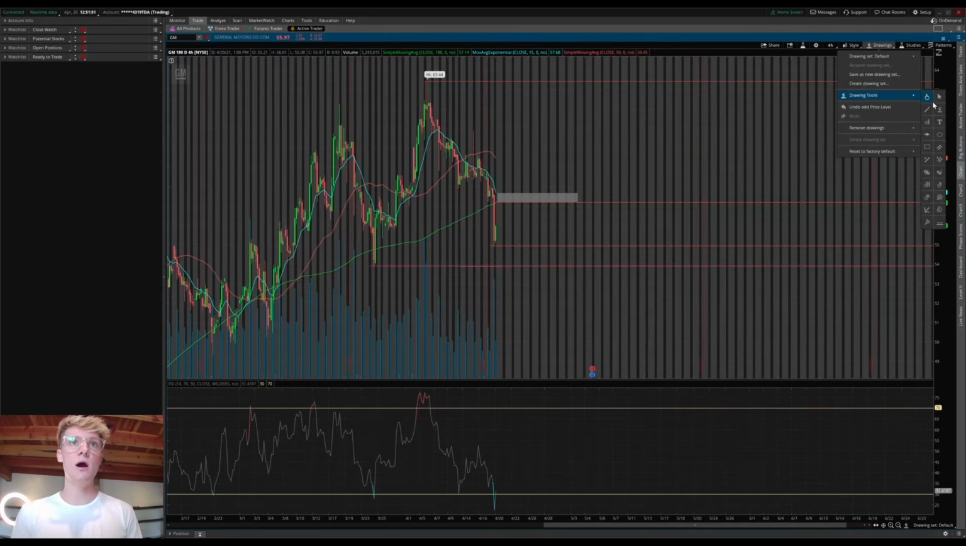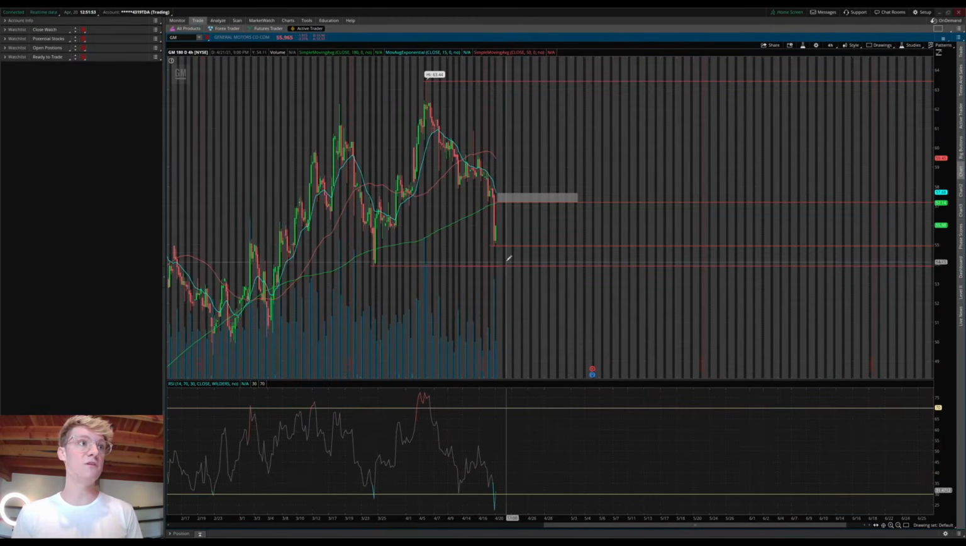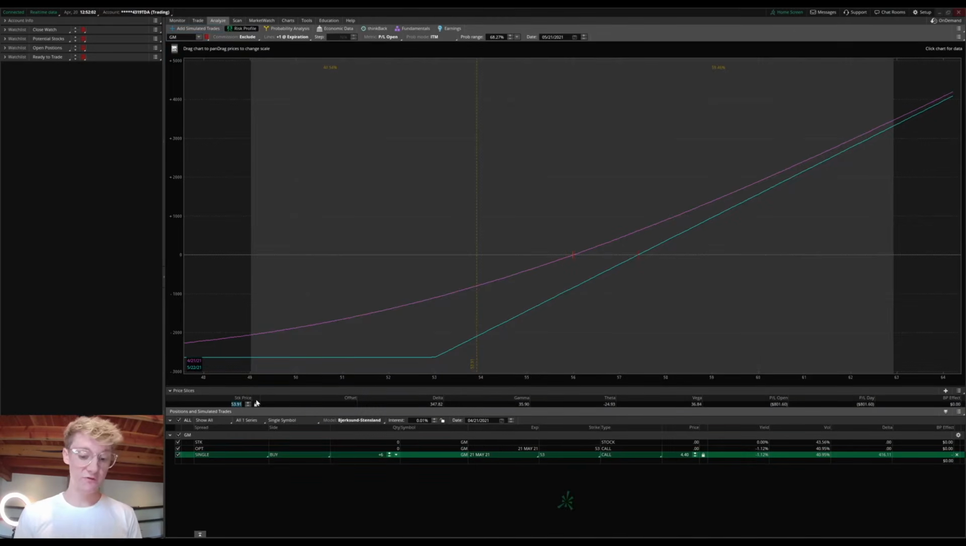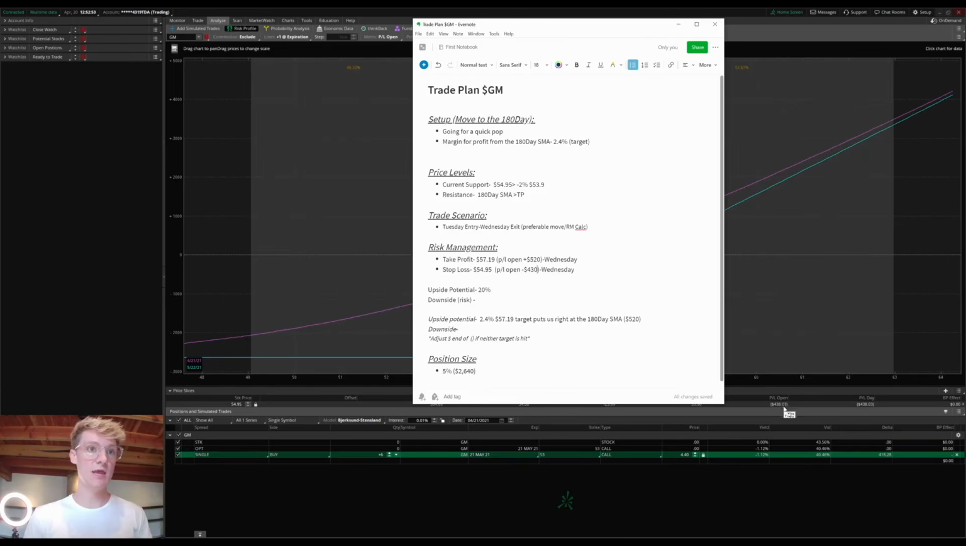So I'm going to set my targets for 54.95. This is going to be my stop loss at 54.95. Again, calculations for 54.95 would put us at negative $416. Again, this number's shifting because the price is still moving, but our stop loss, we're gonna put at 54.95. That's gonna put our P&L open at negative $430. If tomorrow we do get a sell-off, we have our stop loss set at 54.95.